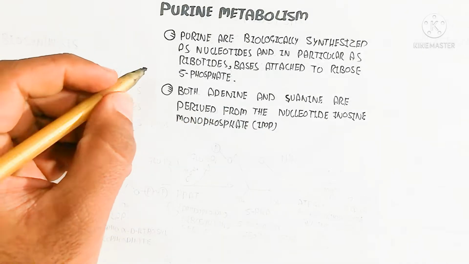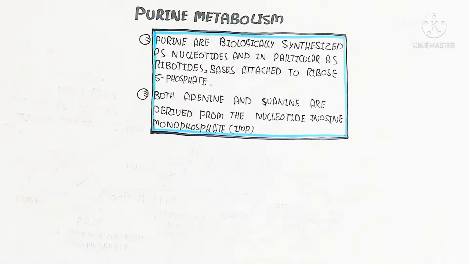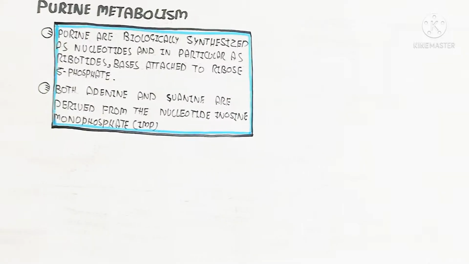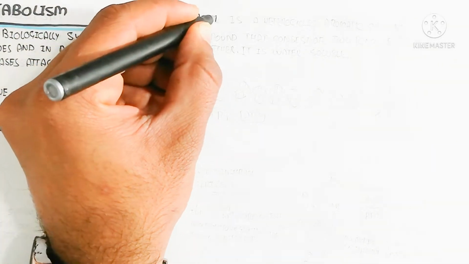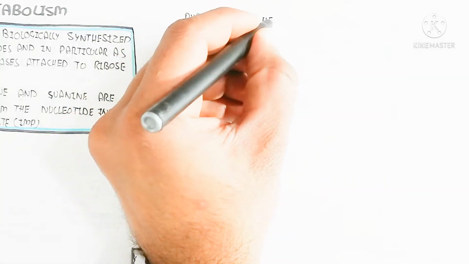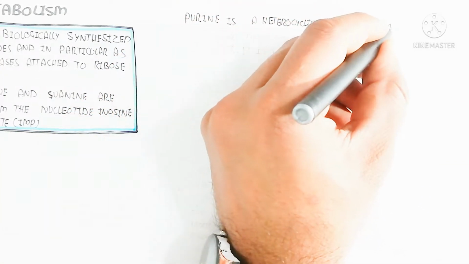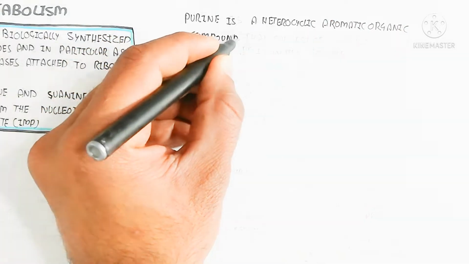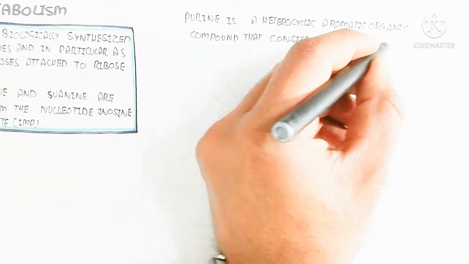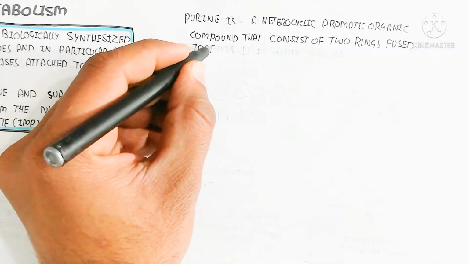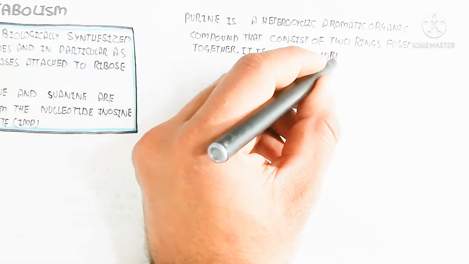Purine is a heterocyclic aromatic organic compound. Hetero means a compound containing atoms different from carbon. It is a heterocyclic aromatic ring-like organic compound that consists of two rings. The two rings are fused together, and it is water soluble. So you should know about that.